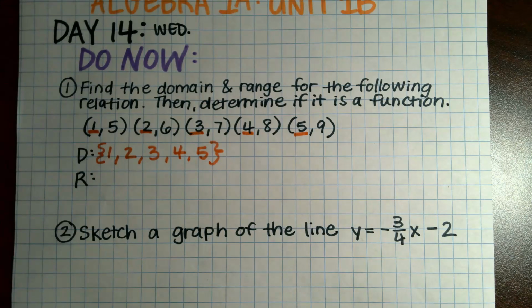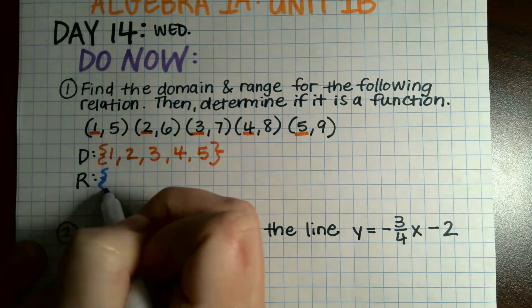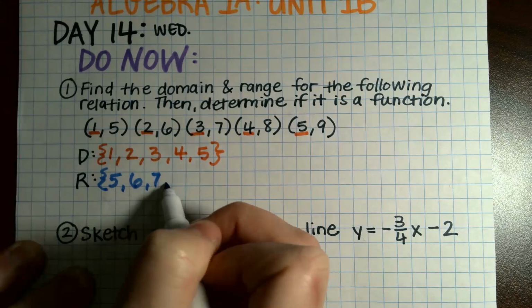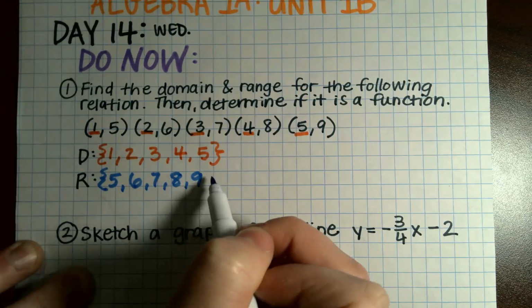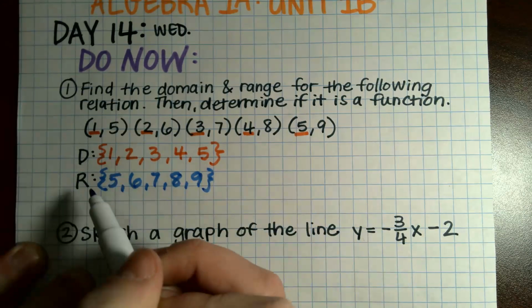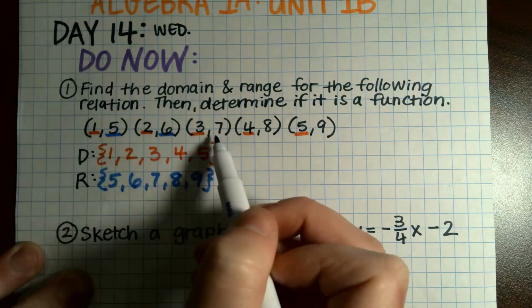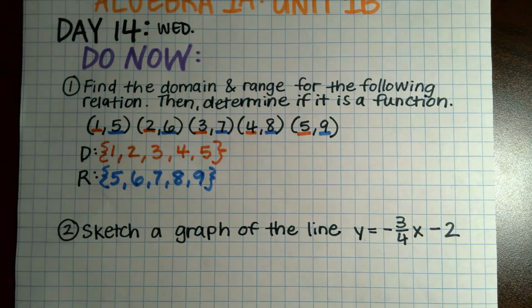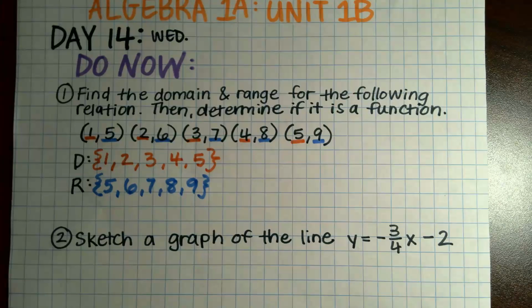Okay, now let's look at the range. Yep, we got 5, 6, 7, 8, and 9. Perfect. And again, range is just the y values. All right. We found our domain and range. Is this a function? Yes. It is a function. Why?